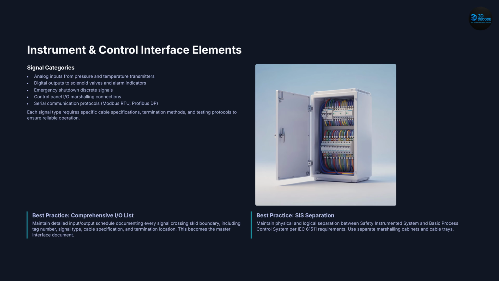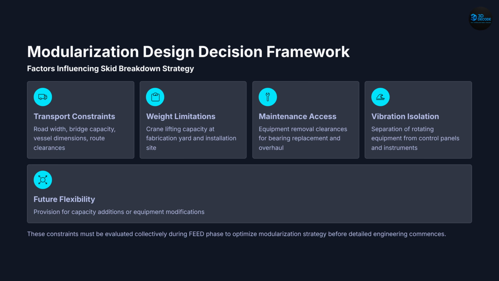Slide 9. Instrument interfaces. Instrumentation interfaces include analog signals, digital signals, shutdown signals, and communication systems. Each signal must be clearly defined with cable specifications and termination points. An I/O list must be prepared to track all signals crossing the skid boundary. Also, safety systems must be kept separate from control systems as per IEC standards.